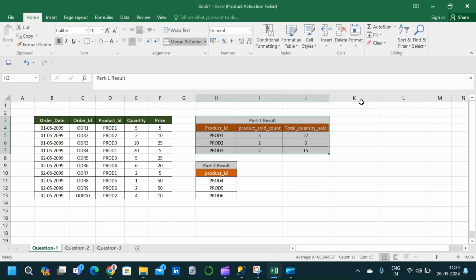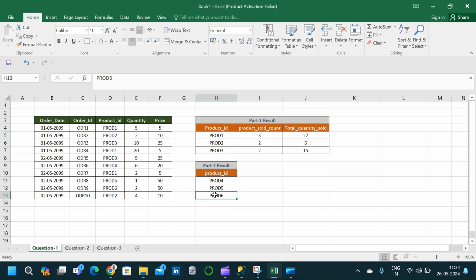So we have to get the output from our input table such that we want only products which were sold on the second day. That is, products which were only sold on the second day and which were not sold on the first day. So only one column will be there in the expected output, and product 4, product 5 and product 6 should be the output.